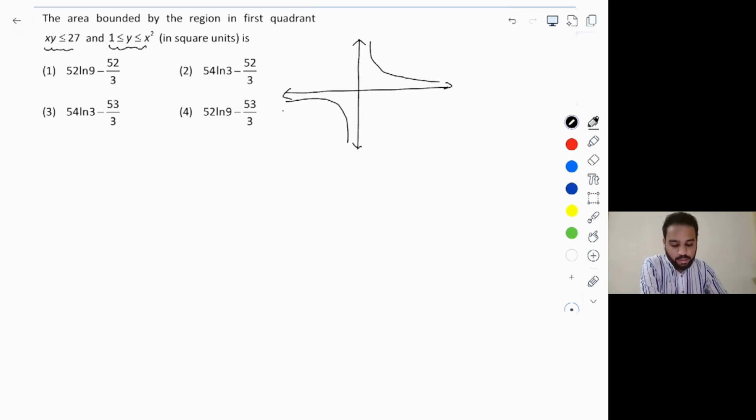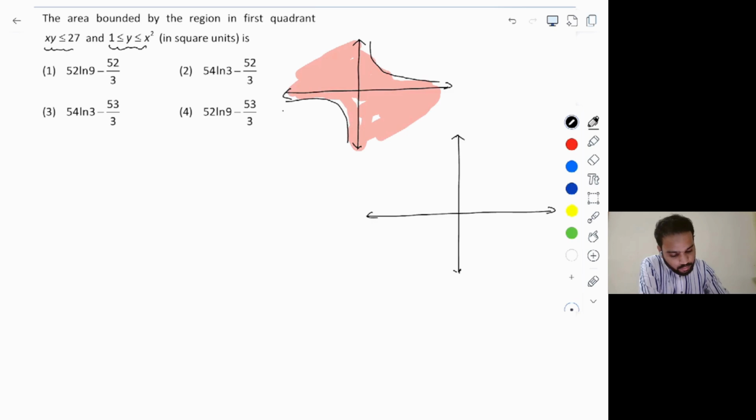And since you have x into y less than or equal to 27, it must be the region between the two branches here like this. Okay, it must be the region between the two branches, right? And then the second inequality, let's draw the second inequality also. We have double inequality, which is y less than or equal to x square. First of all, this is y is equal to x square. And since it is y less than or equal to x square, it should be the region below the parabola y is equal to x square.